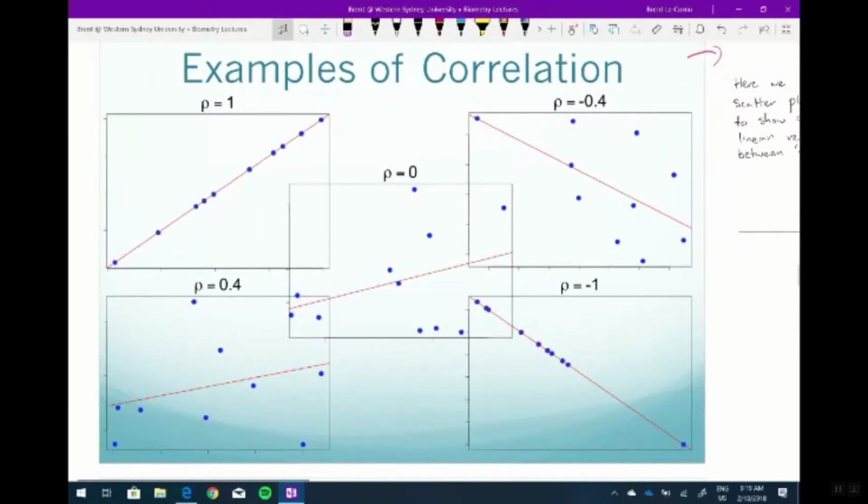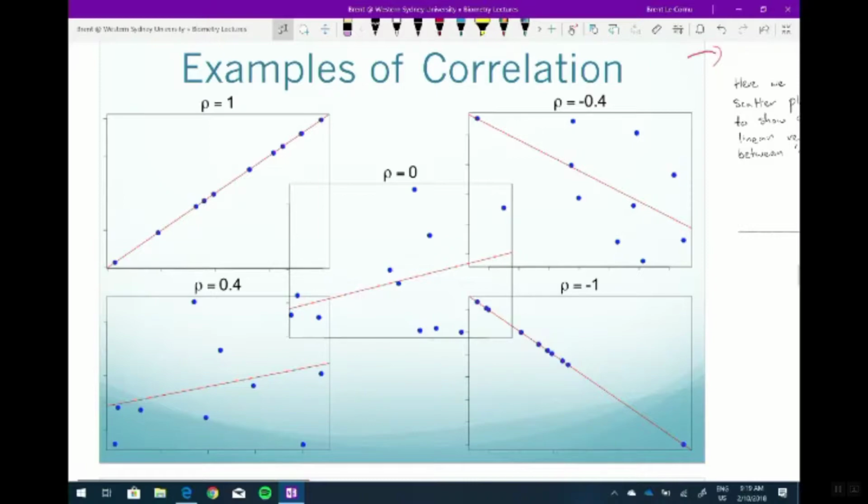In the top left, you've got a scatter plot that would have a correlation coefficient equal to +1. Every single point in the scatter plot would lie on a line, if you could draw a line through all of them. Okay? This is a perfect linear relationship. It's as strong as it possibly could be. You can't get a stronger linear relationship than that.